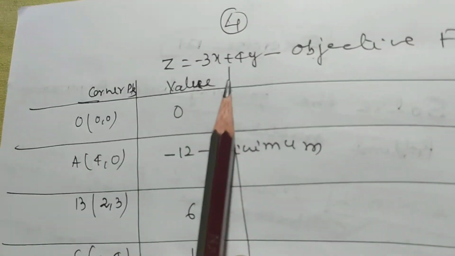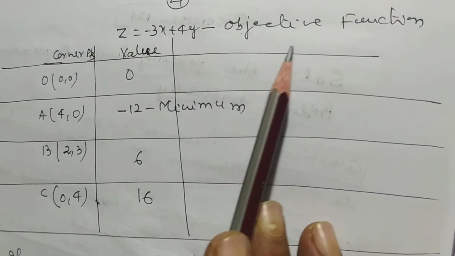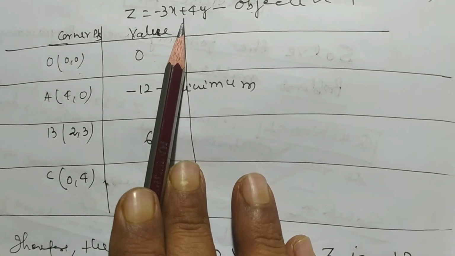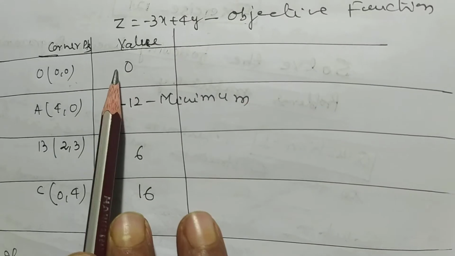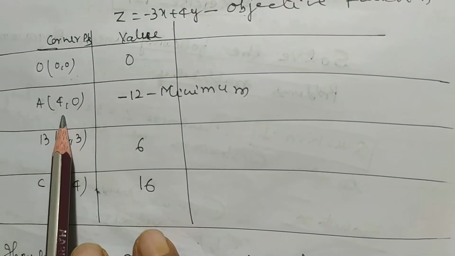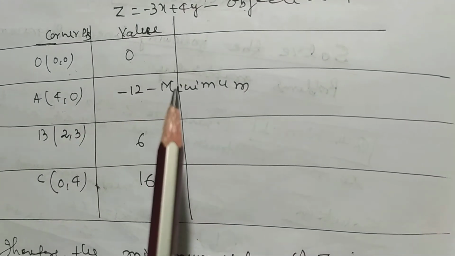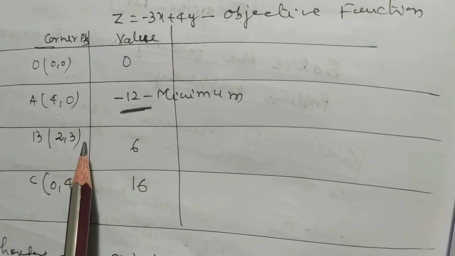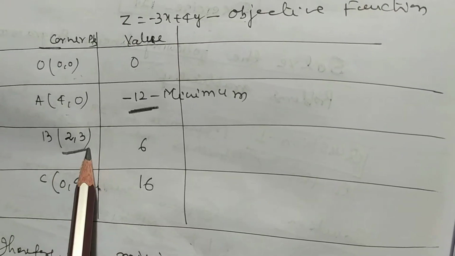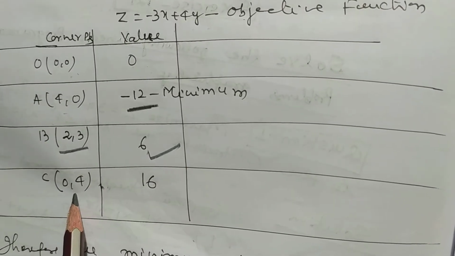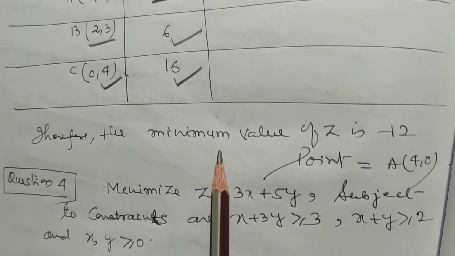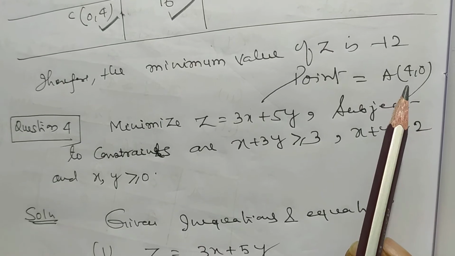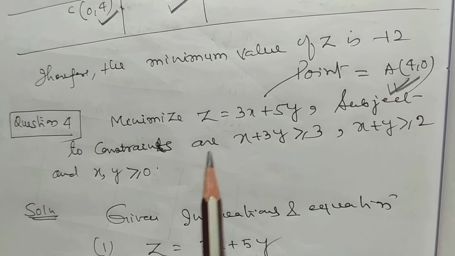And now z is equal to minus 3x plus 4y is the objective function. Its value at (0, 0) is 0. At (4, 0), it is minus 12, at (2, 3) it is 6 and at (0, 4) it is 16. Therefore the minimum value of z is minus 12 at the corner point (4, 0). In this way we can solve this problem.